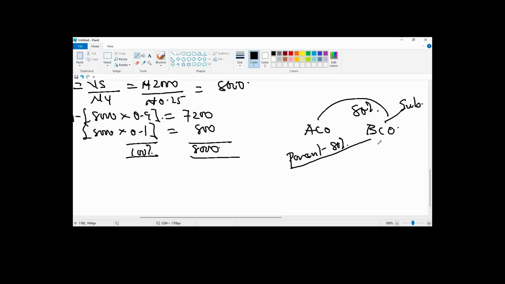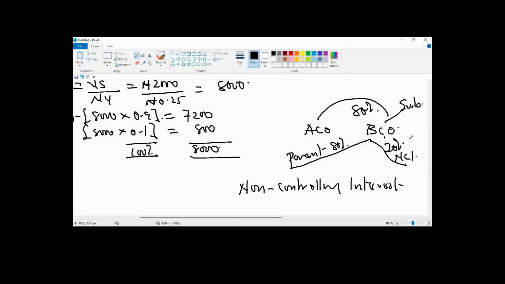The remaining 20% shares now in BICO, don't forget BICO is a subsidiary. The remaining 20% is known as what? NCI. Non-controlling interest, which they called the minority interest before. Before IFRS 3 now comes and says, okay, call them non-controlling interest. So, we have known the percentage.